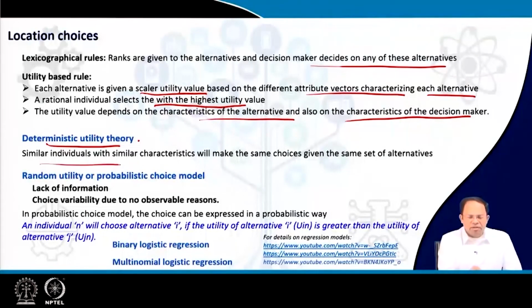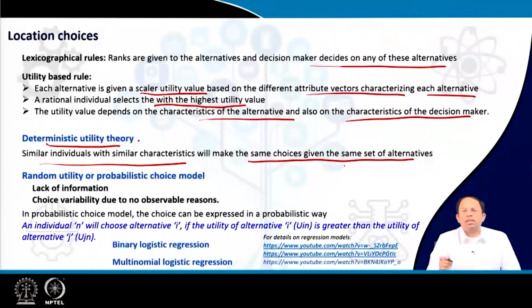That similar individuals with similar characteristics will make the same choice given the same set of alternatives. That means I create a utility value for each alternative, and if I bring in a person or a group of persons who are of exactly similar characteristics, they will all make the same choice. That means they will all choose the same alternative out of all these alternatives, based on, of course, the utility value. So whichever has got the highest utility value, this group of individuals will choose that particular alternative.